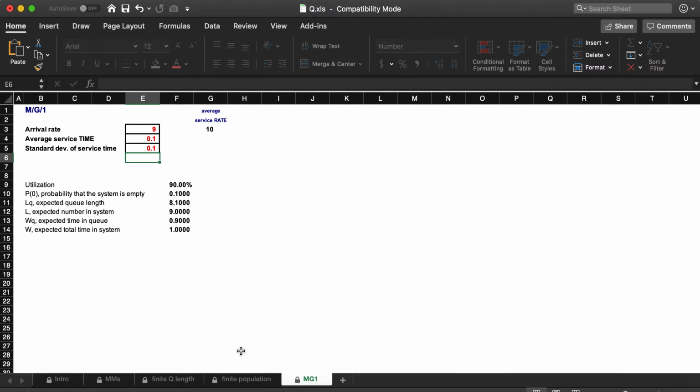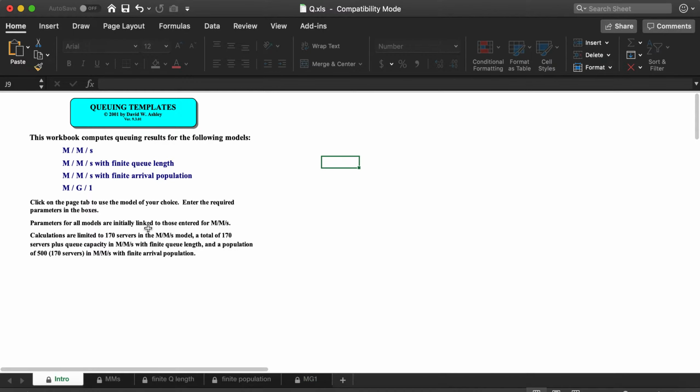We are going to talk about how to use the program Q.xls to be able to calculate the WIP and the cycle time, we also call that the congestion and the delay in the system for different cases. And it looks like this software was written back in 2001 by David Ashley, just to give credit where credit is due. So it's not that big a deal, actually.